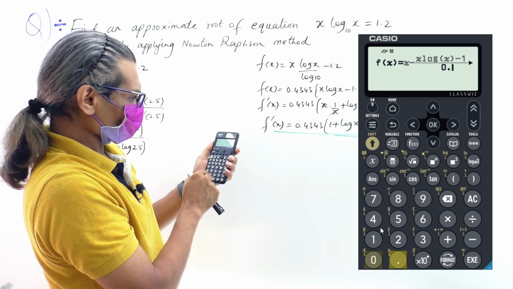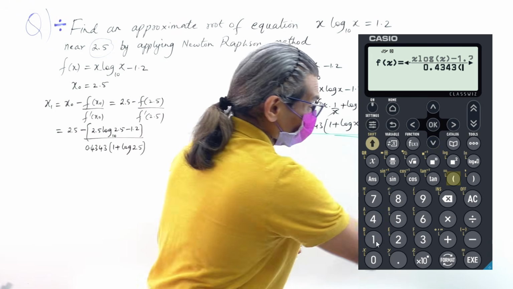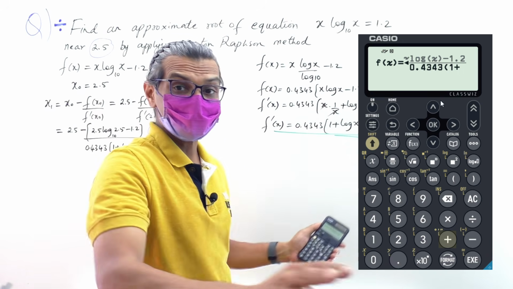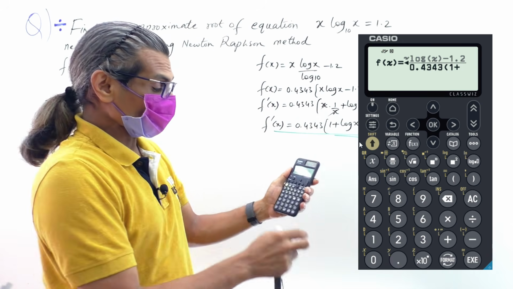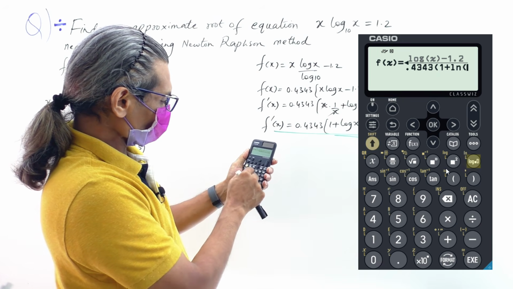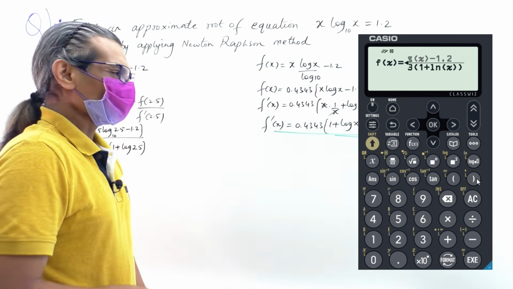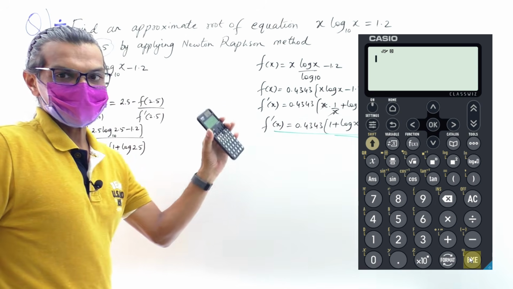0.4343 bracket 1 plus. See, this is log to the base e. There is no base, no base is plain log 10. Sorry, log to the base e means ln. Ln is here, Shift ln. Then x. Close the bracket. Close the bracket. That's all. Then execute. So my function is stored here.